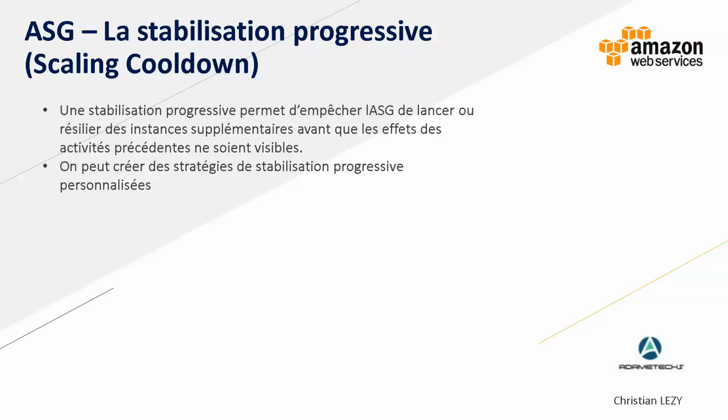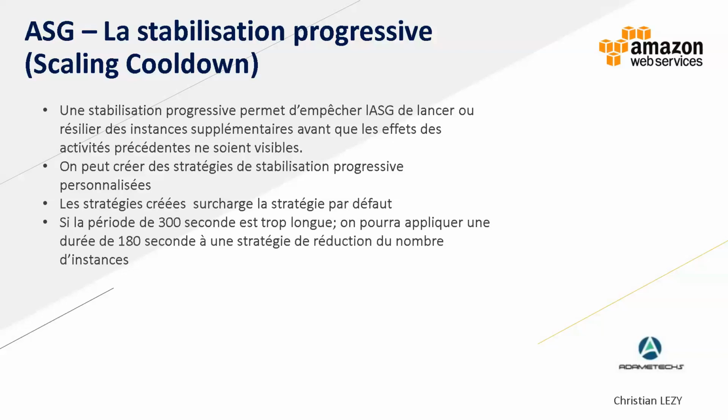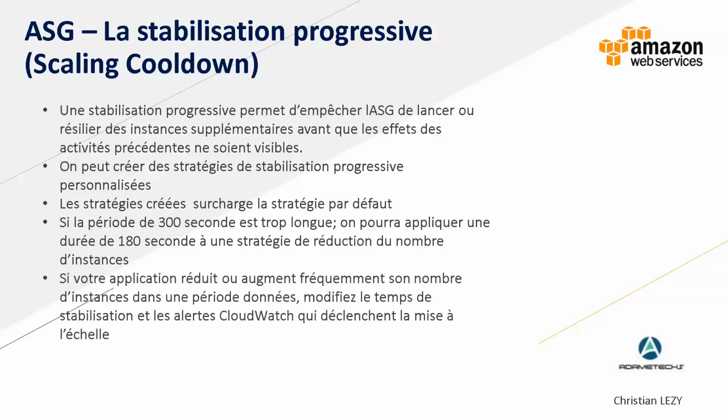We can create personalized progressive stabilization strategies in order to reduce the default time to something shorter. The created strategies have more importance than the default ones. If a 300-second period is too long, a 180-second period can be applied. If your application frequently reduces or increases its number of instances in a given period, change the stabilization time in the CloudWatch alerts that trigger scaling.